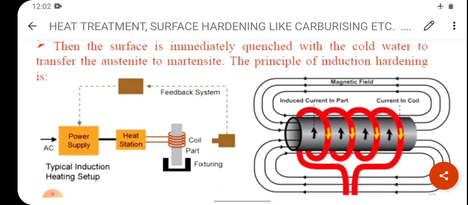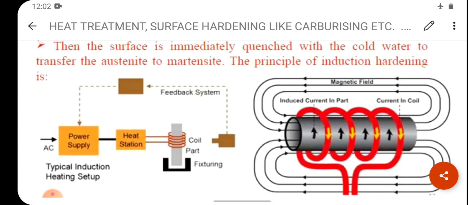See the left figure. AC is alternating current, that is the power supply, and this is a typical induction heating setup. Heat station here, and here is a cooling coil. In between there is an object where eddy current is generated, and there is a fixturing point, and one system is also attached. It gives you feedback, so it is known as the feedback system. So how much power you have to supply.